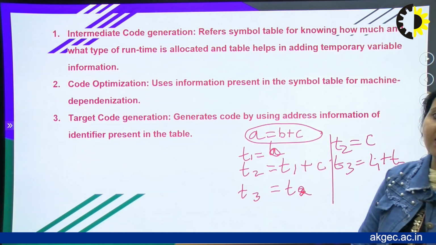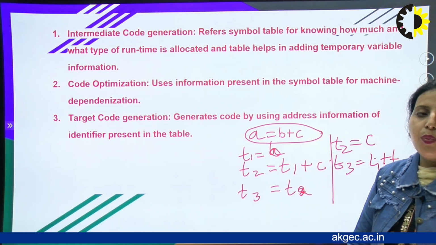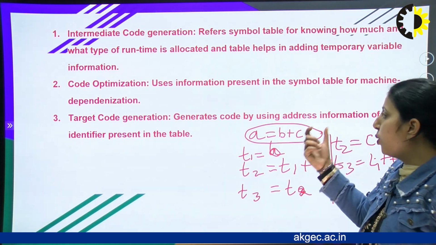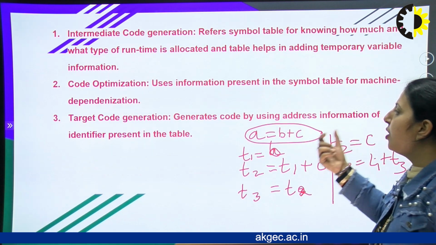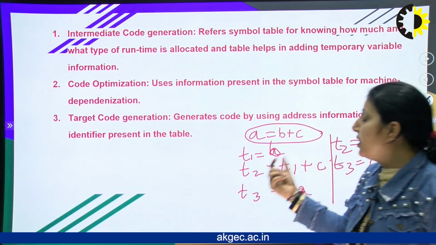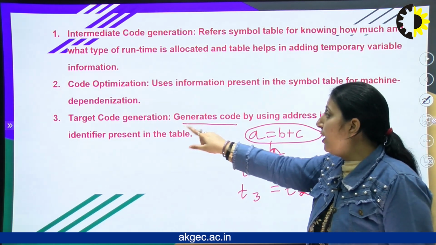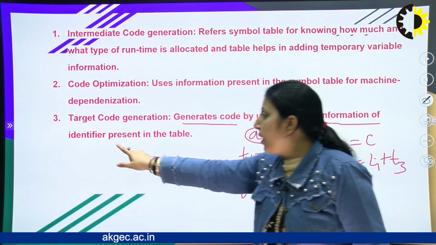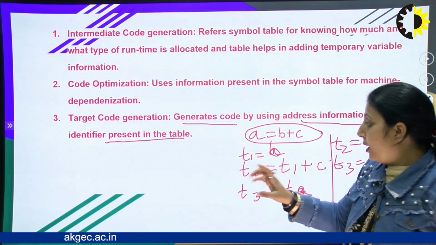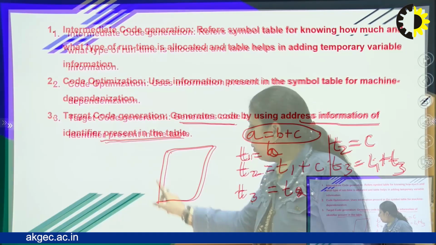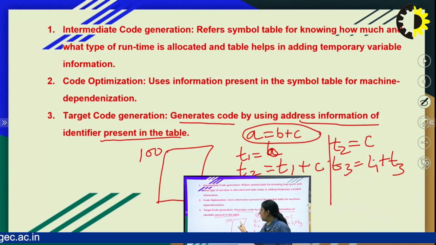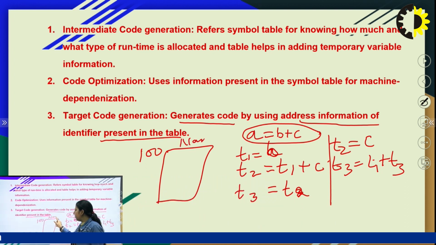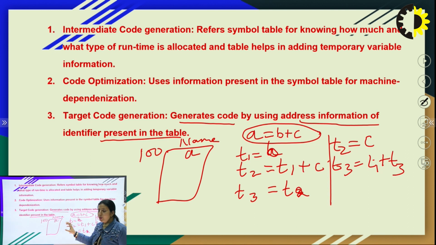Now the last phase is target code generation. What does it do? It generates code by using address information of identifiers present in the table. Means if there is an address 100, and the name of the identifier is A, what does it do? It checks or uses the address information of this identifier.